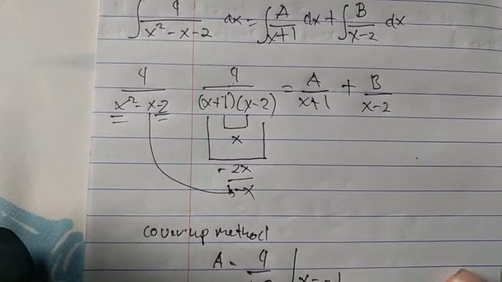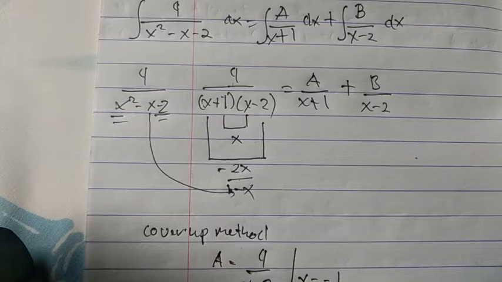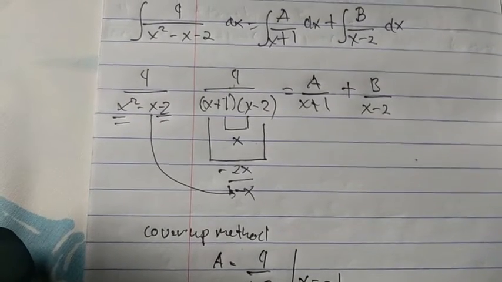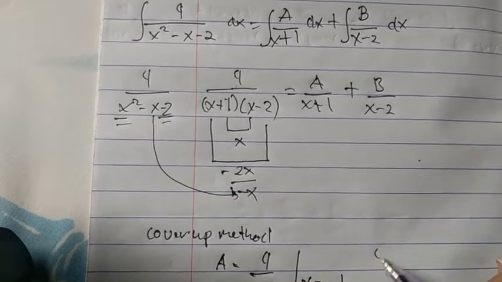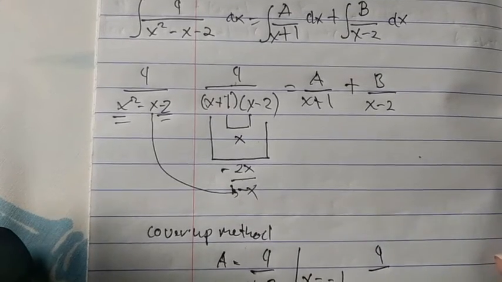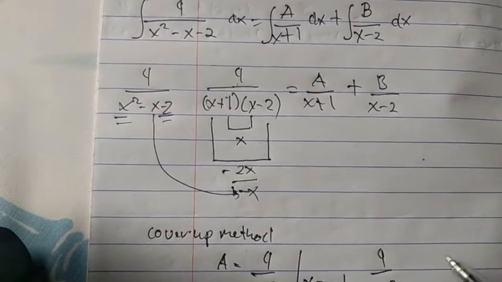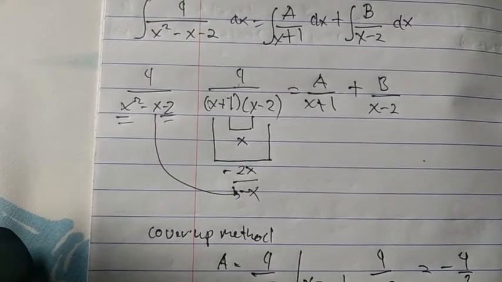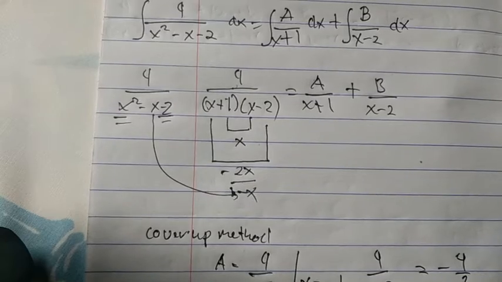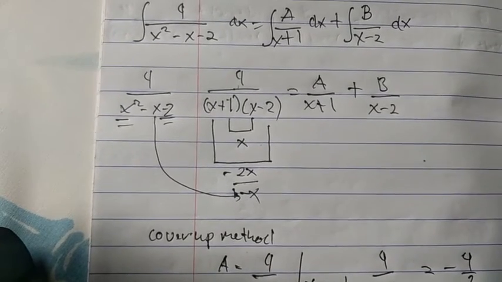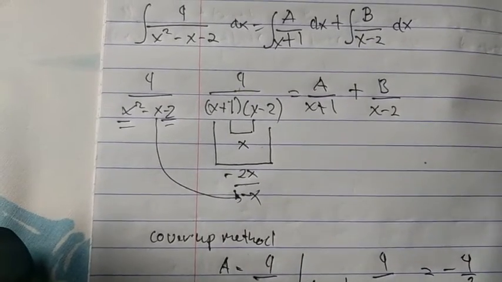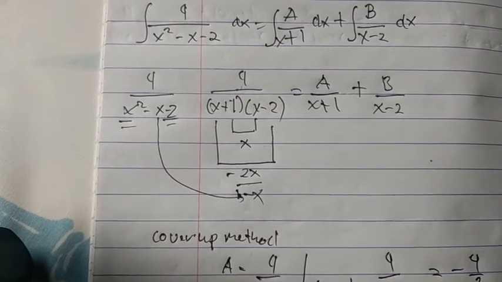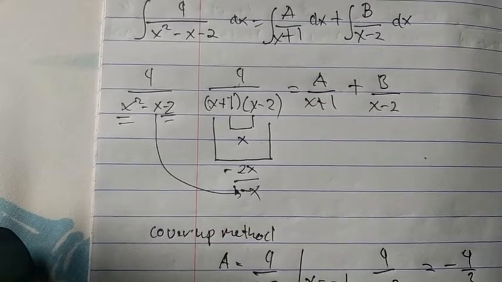Then we solve this part right here, and this will be 4 over negative 1 minus 2. This will be negative 4 thirds. And this other part will be 4 over 2 plus 1, and this will be positive 4 thirds.